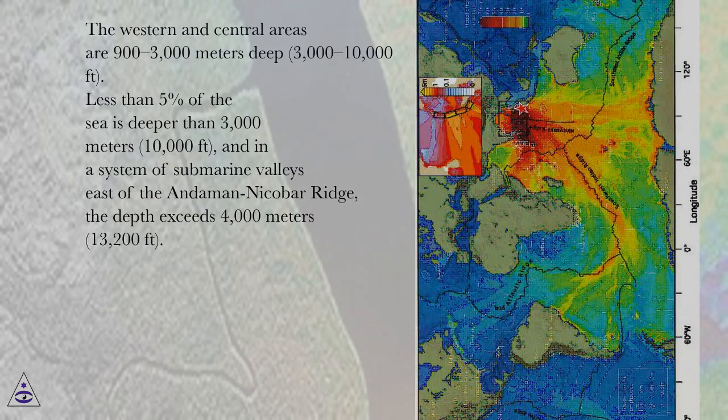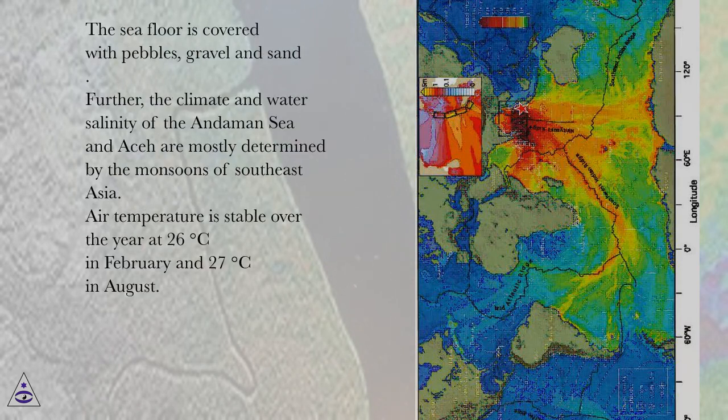Less than 5% of the sea is deeper than 3,000 meters, 10,000 feet, and in a system of submarine valleys east of the Andaman-Nicobar Ridge, the depth exceeds 4,000 meters, 13,200 feet. The sea floor is covered with pebbles, gravel and sand. Further, the climate and water salinity of the Andaman Sea and Aceh are mostly determined by the monsoons of Southeast Asia.